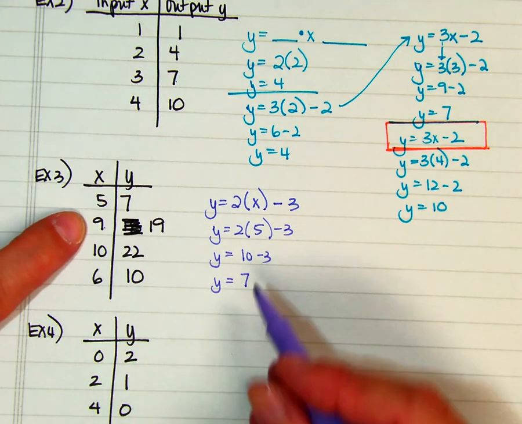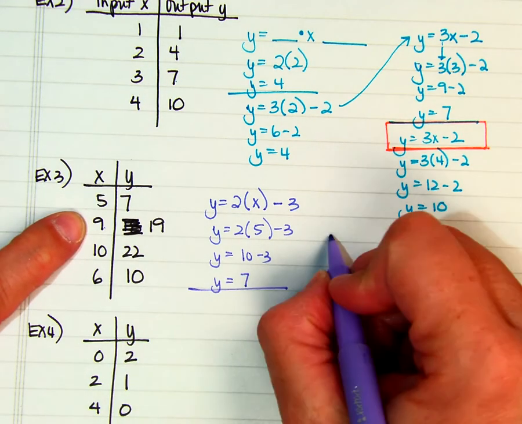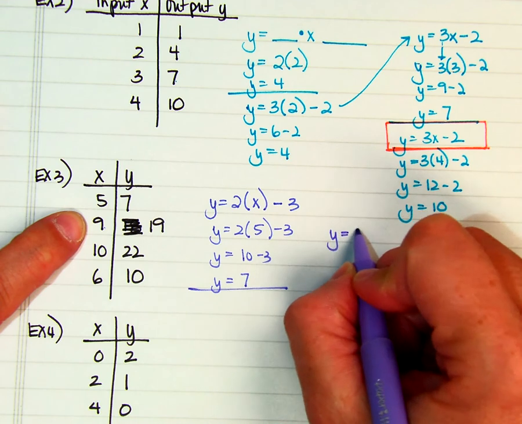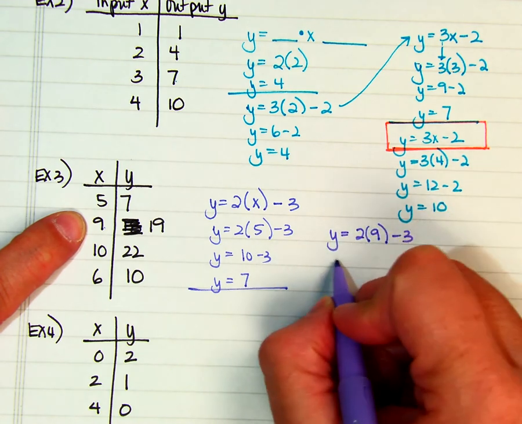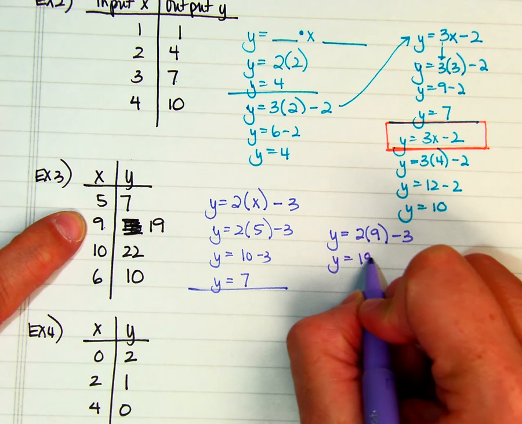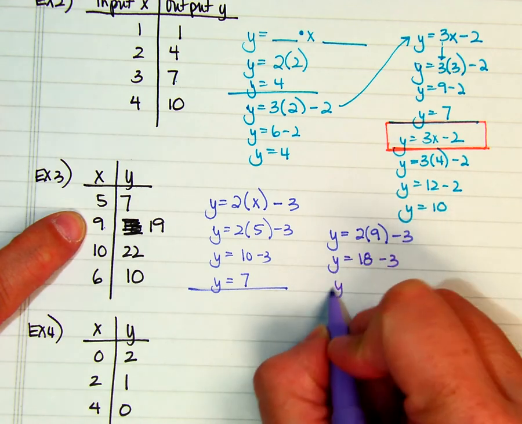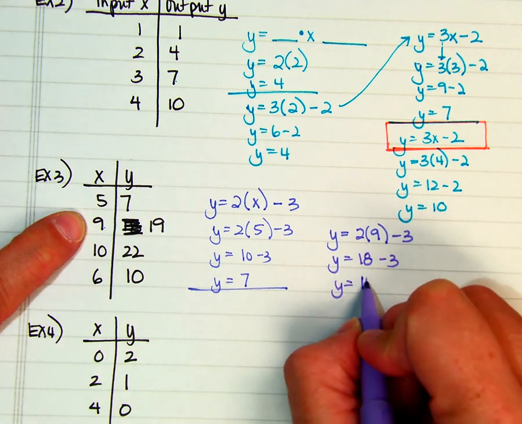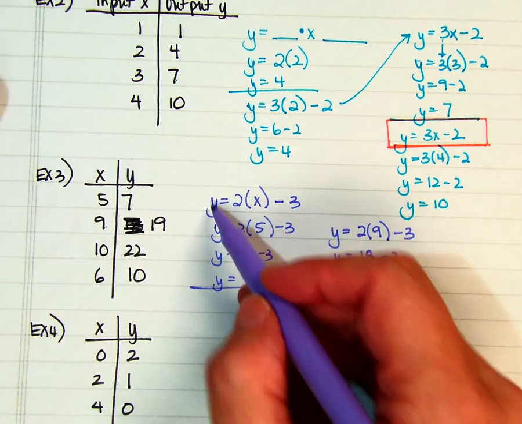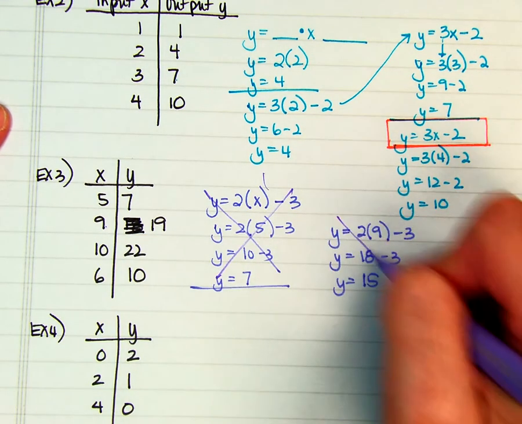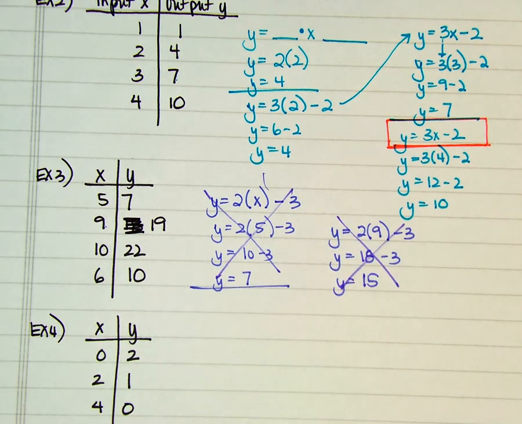Let's try the next one. So 2 times my input of 9 minus the 3, y equals 18 minus 3, so y equals 15. Well, I have a 19 here, so this rule does not work. Okay, I'm going to grab another sheet of paper.